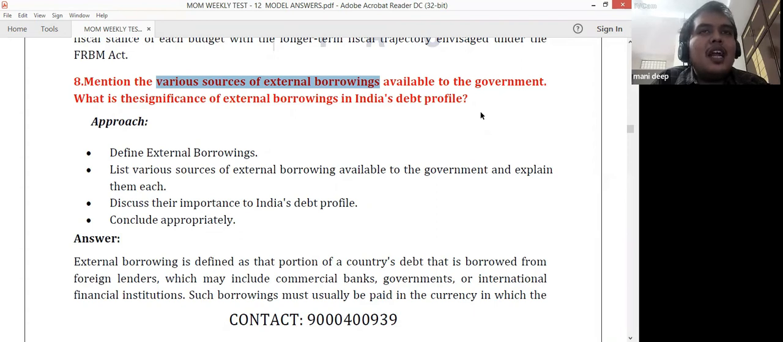So they're asking what are different sources of external borrowing. There are different sources. One such source is you can directly take loans from multilateral institutions such as IMF, World Bank, etc. And second is you can take from bilateral.